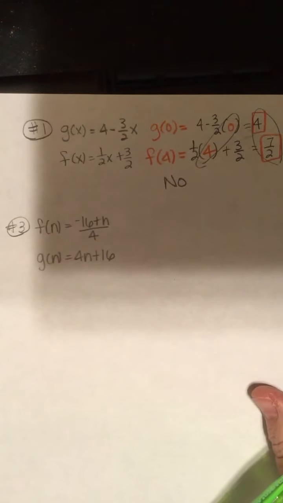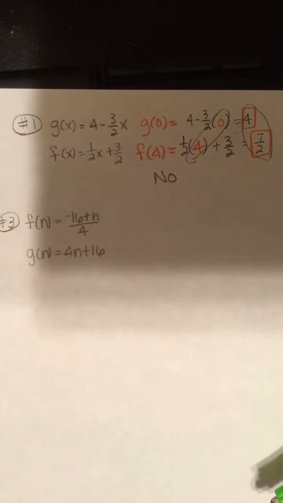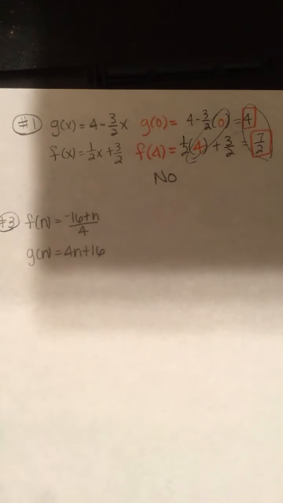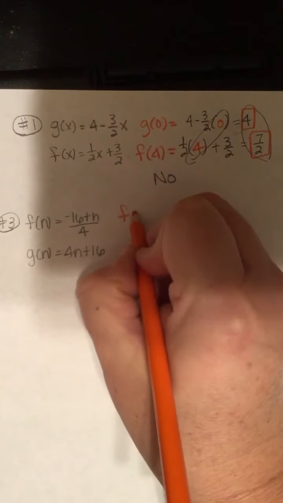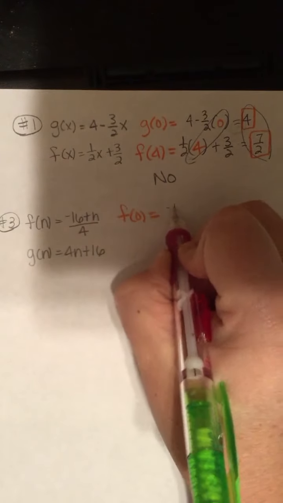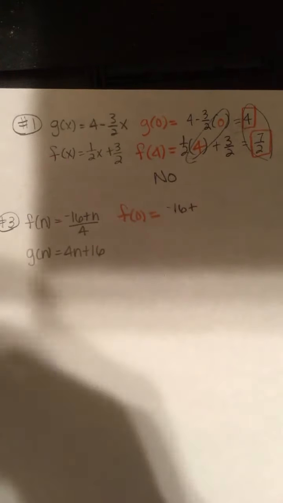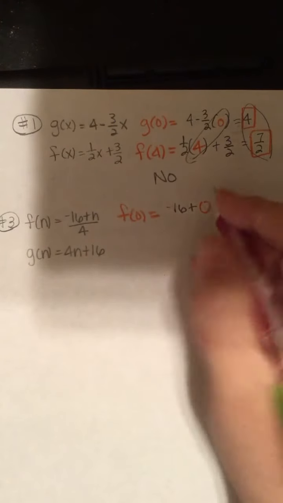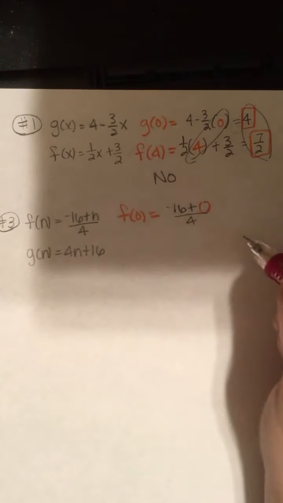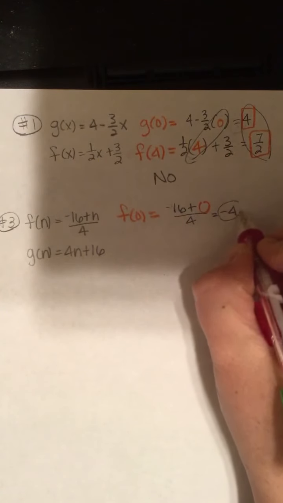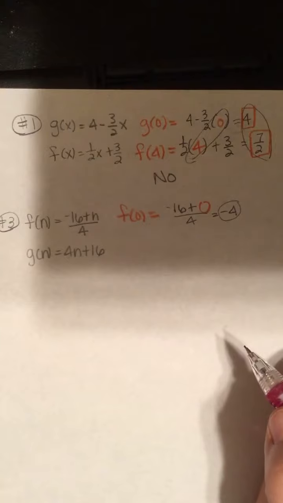Okay, let's look at number 3 real quick. So if we look at number 3, we're going to do the same thing. I'm going to pick f of 0. 0 is the easiest thing to plug in. So I have negative 16 plus 0 all over 4. Okay, so negative 16 divided by 4 is negative 4. This is what I'm going to plug into g of n.